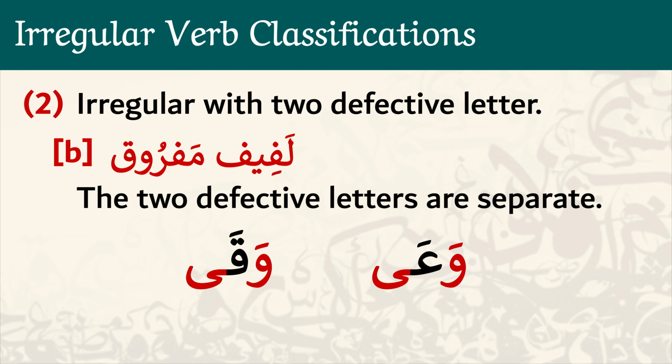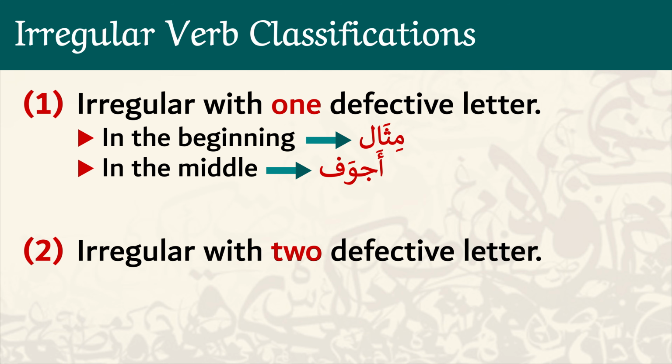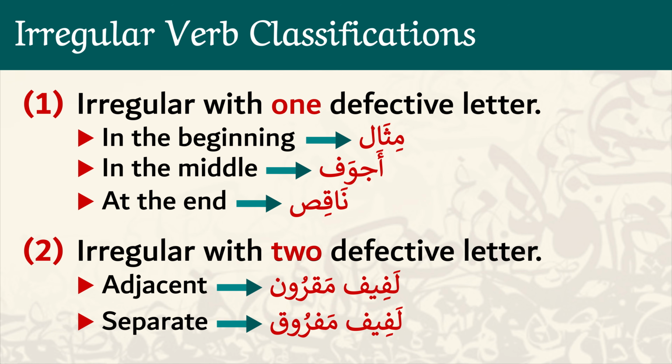Don't care much about the names of these divisions. It's enough to know how irregular verbs are classified. The first level of classification is how many defective letters are in a verb, one or two. If it has one, where it is located: in the beginning, in the middle, or at the end. And if they are two, are they adjacent or separate?